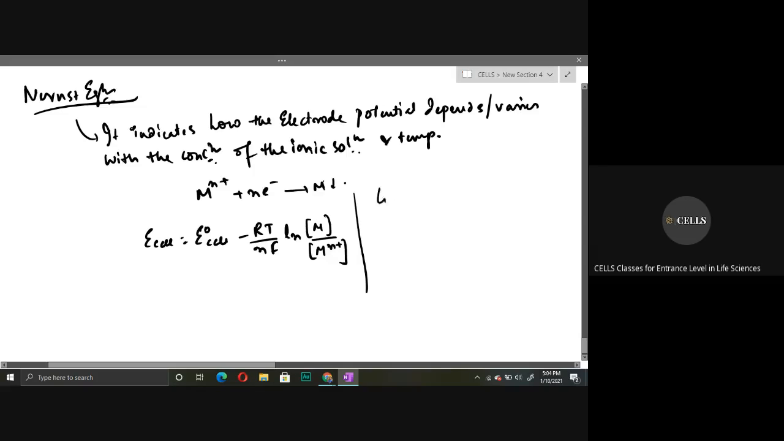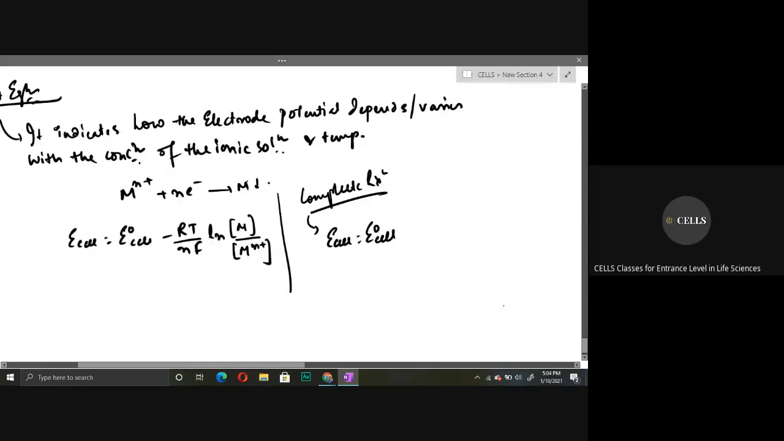Or if you have a complete reaction, it will be E cell equals E0 cell minus RT by nF ln of the anodic concentration by the cathodic concentration. This is very important. So you will be able to judge which one is anode and which one is cathode.